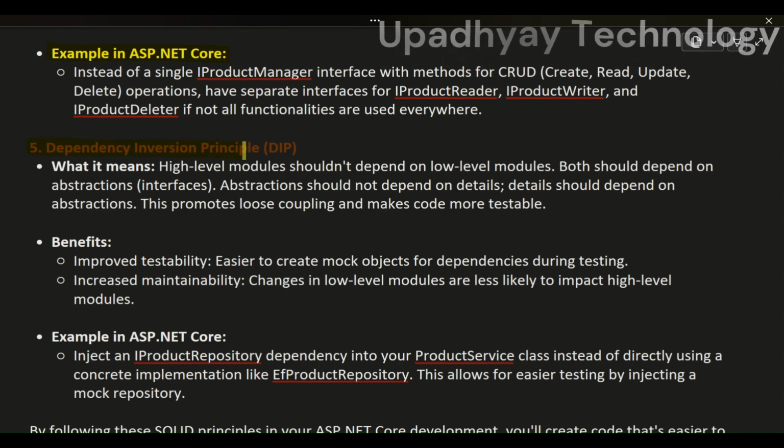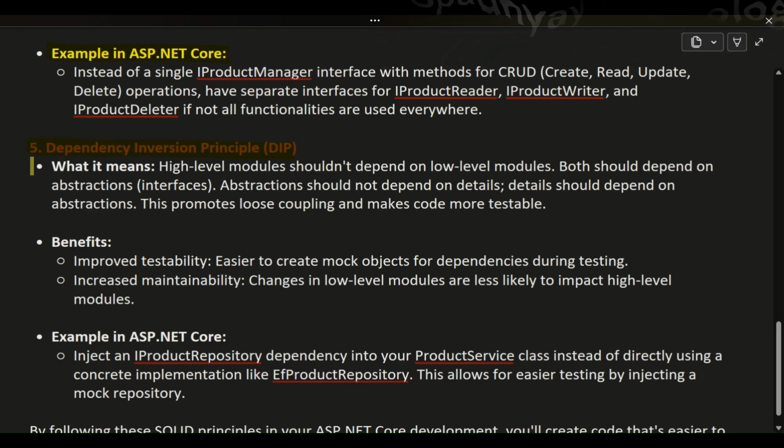5. Dependency Inversion Principle, DIP. What it means: high-level modules shouldn't depend on low-level modules. Both should depend on abstractions, interfaces. Abstractions should not depend on details. Details should depend on abstractions. This promotes loose coupling and makes code more testable.